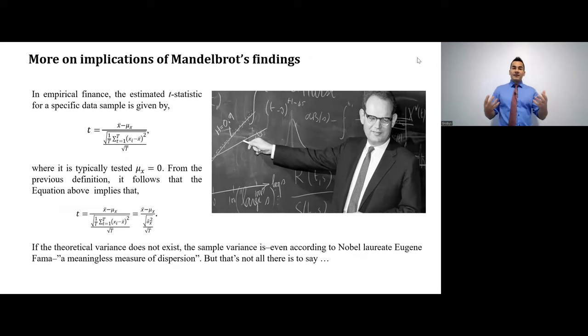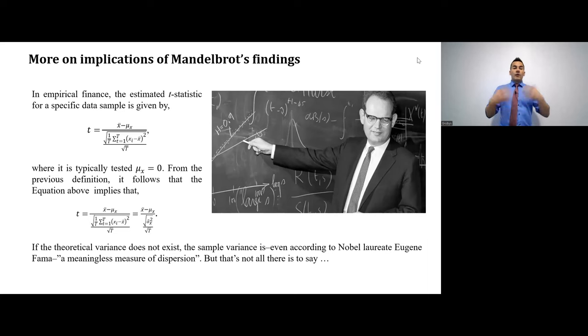empirical finance, the estimated t-statistic, you might recall, for a specific data sample is simply given by the sample mean, x bar. Yeah? And then in hypothesis testing, you subtract mu x. Usually you test if the sample mean is significantly different from zero, so in this case you set mu x equal to zero. Yeah? And you divide by the square root of the variance divided by the square root of the number of observations. Now, this is what you see in the denominator here.